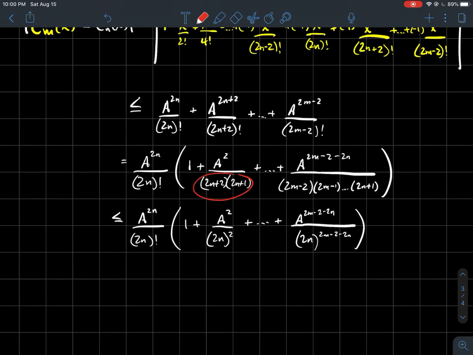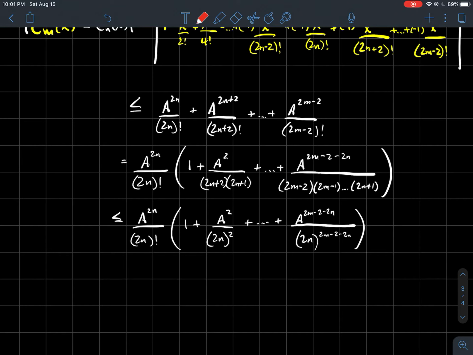So notice that I've got 2 factors here. That's why it's 2n squared. And notice here, I've actually got 2m minus 2n factors there. So it matches that exponent. That's kind of handy. And so this would be, well, what if I replace this denominator by the smaller denominator, 2n raised to that power? In other words, that many copies of 2n.